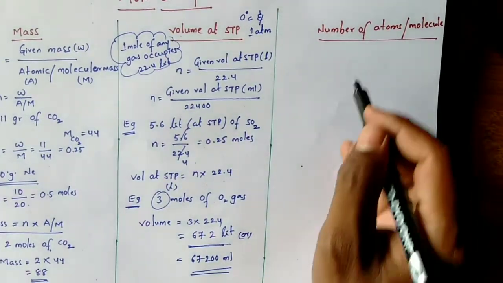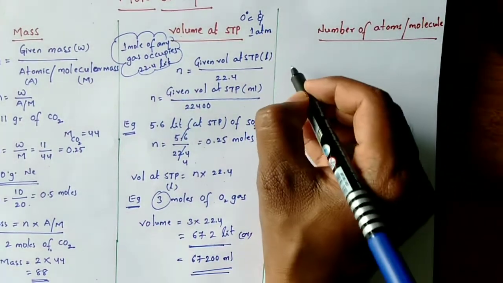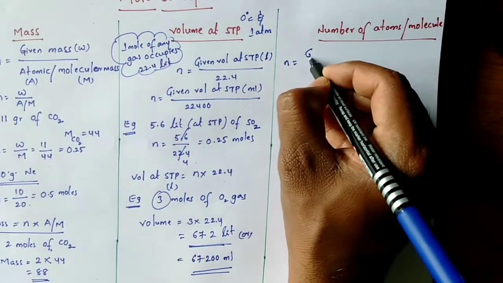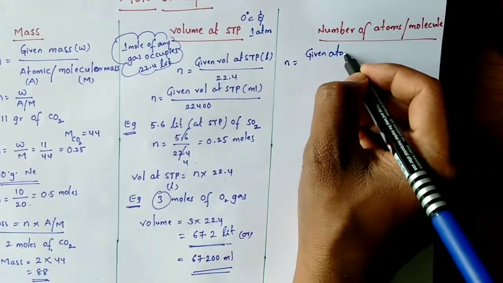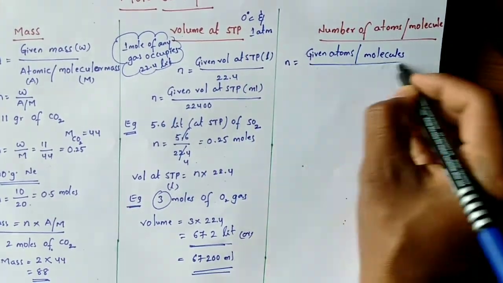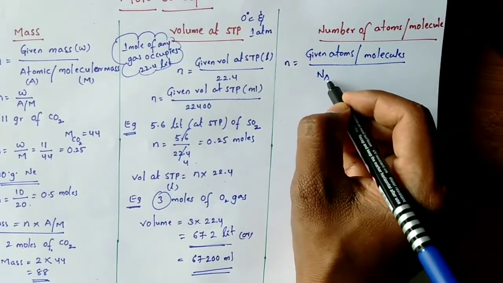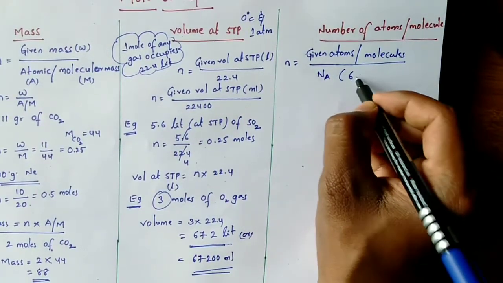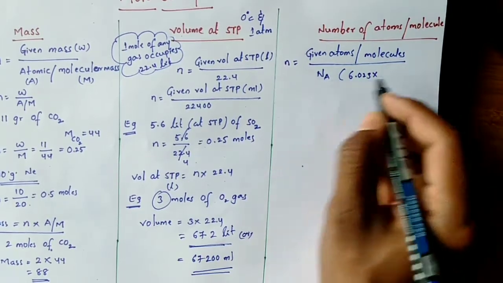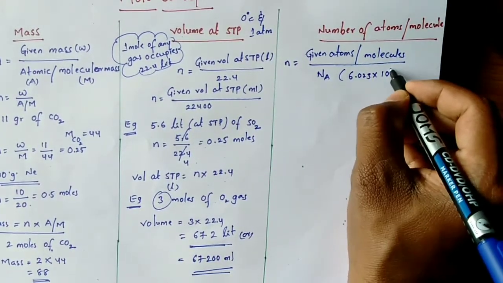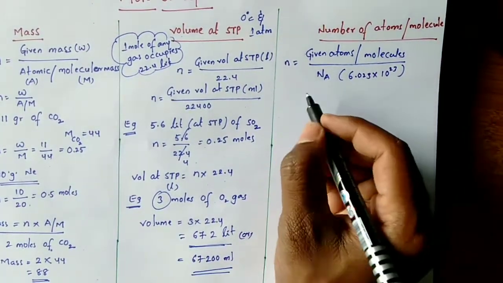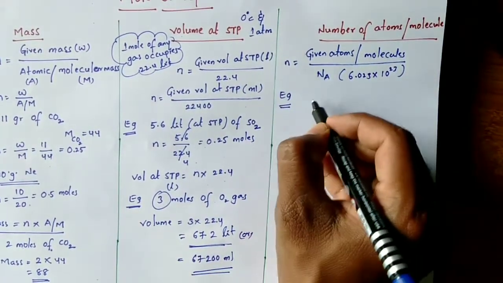Now the third case, the number of atoms or molecules is given to you. How to find the number of moles? Number of moles equals the given number of atoms or molecules divided by Avogadro number. What is Avogadro number? That is 6.023 into 10 power 23. Divide with Avogadro number.